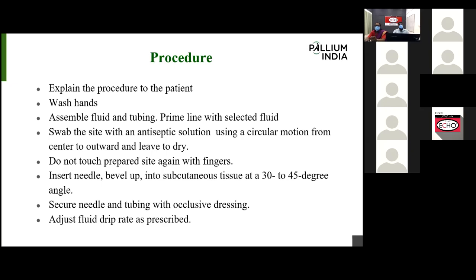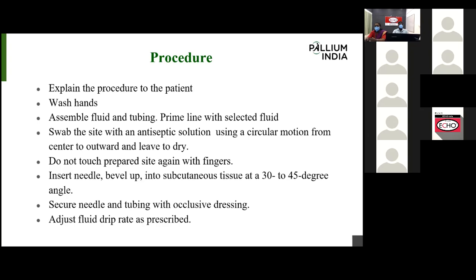Then insert the needle. Mainly we use a scalp vein set, or SV set, or butterfly cannula, as the needle for insertion. We need to ensure the bevel is up. Bevel up means the cross-section area on the tip of the needle; we need to maintain that bevel in an upright position. Then insert the needle into the selected clean subcutaneous tissue at a 30 to 45 degree angle. At that angle we need to prick the area.